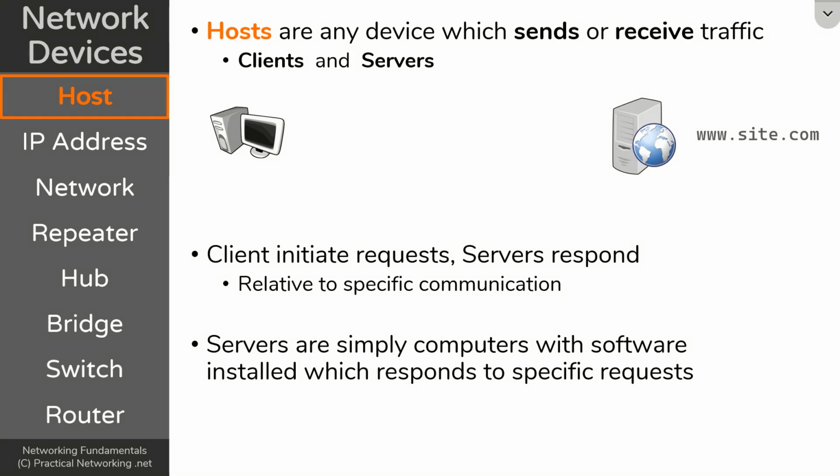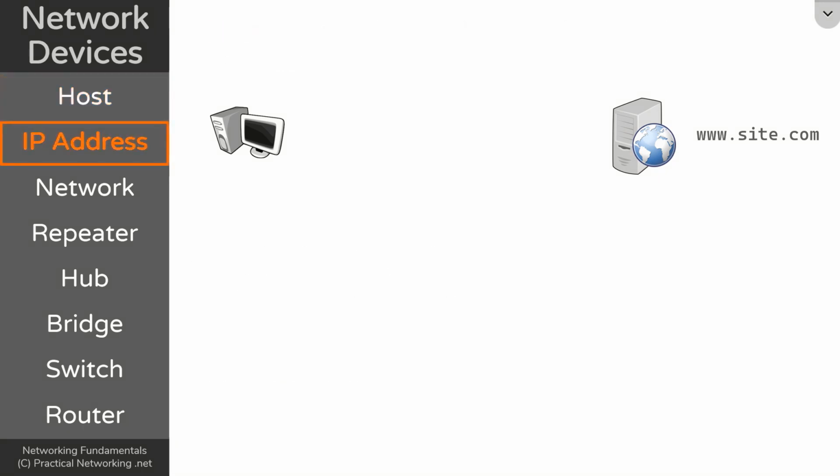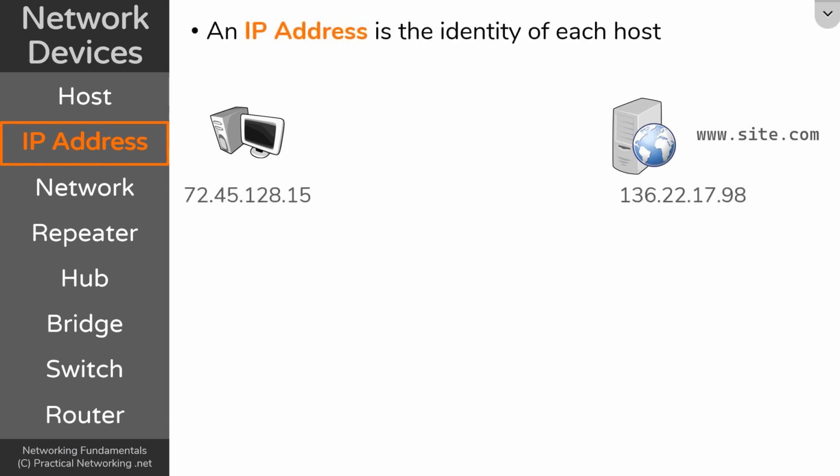So that wraps up our discussion on hosts. Next, we want to define IP addresses. IP addresses are the identity of each host, and every single host must have an IP address if it means to communicate on the internet. Just like you need a phone number in order to send or receive phone calls, or you need a mailing address in order to send and receive mail, you need an IP address in order to send or receive packets on a network.